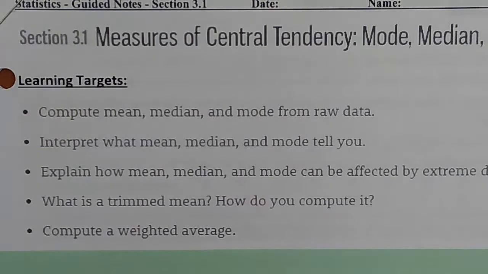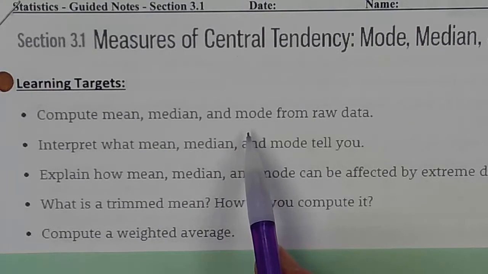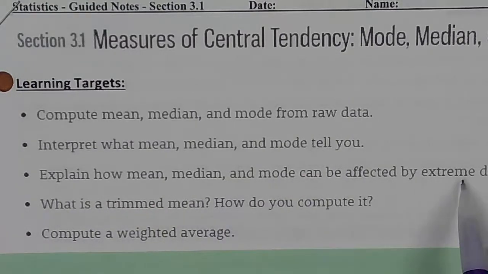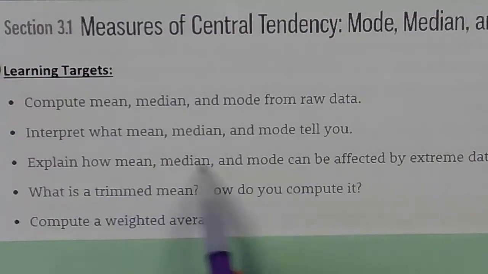All right, today we're beginning chapter 3. These first few learning targets should go pretty quick because you've dealt with mean, median, mode literally since probably the middle school years, maybe earlier. But we'll also work on interpreting these. Sometimes extreme data values like outliers affect these. So that's something maybe you haven't had a discussion on before, which we will.